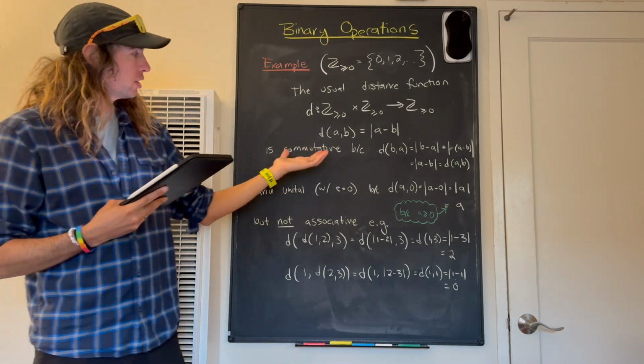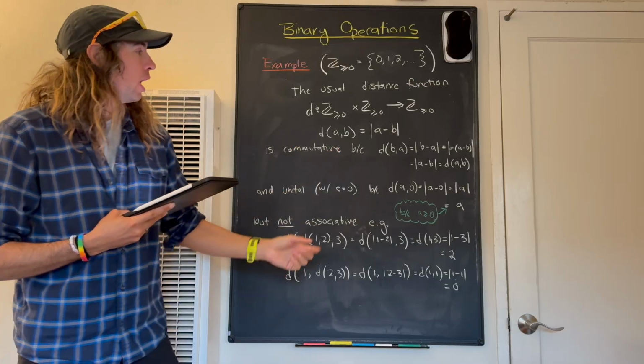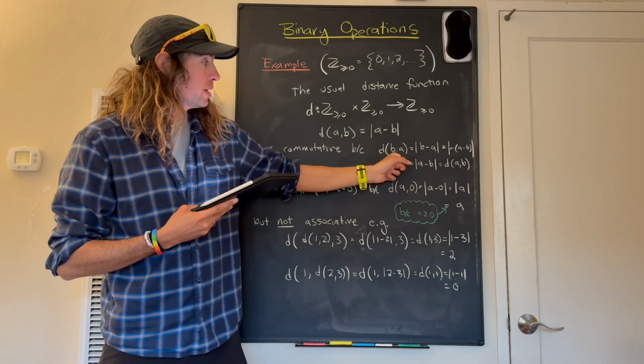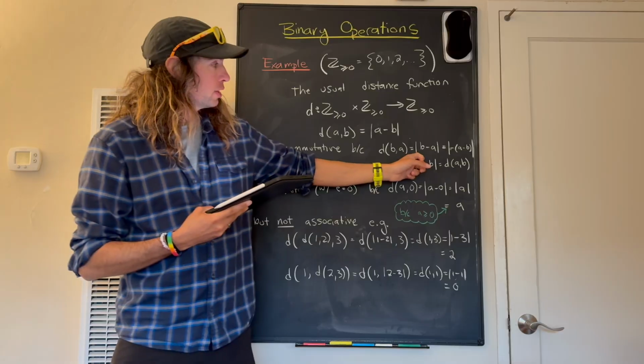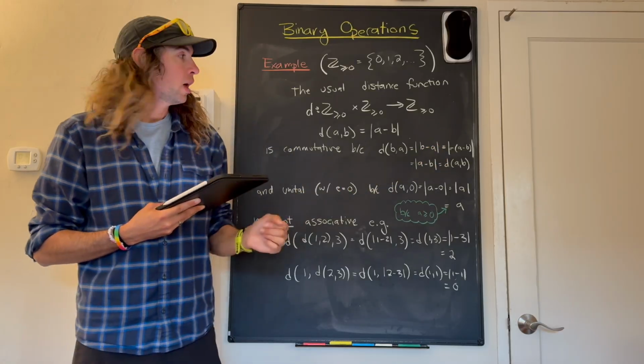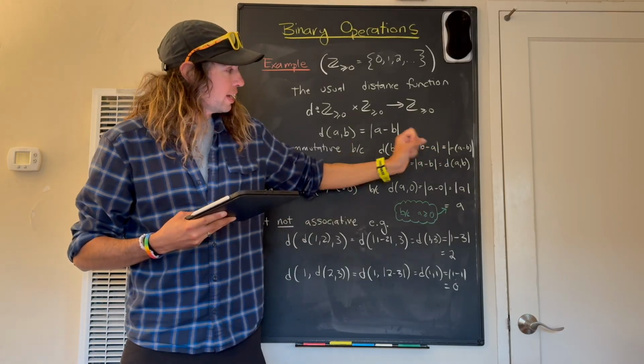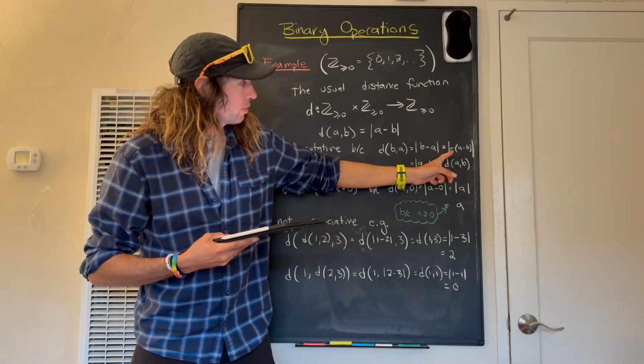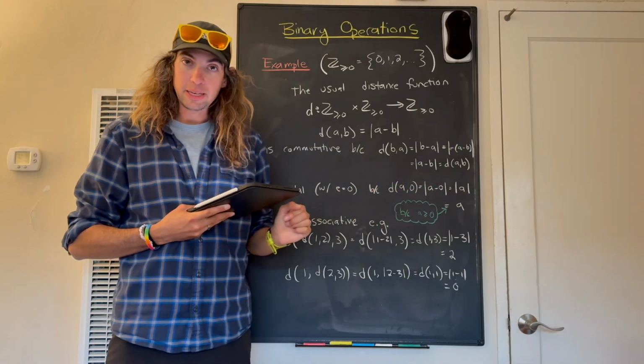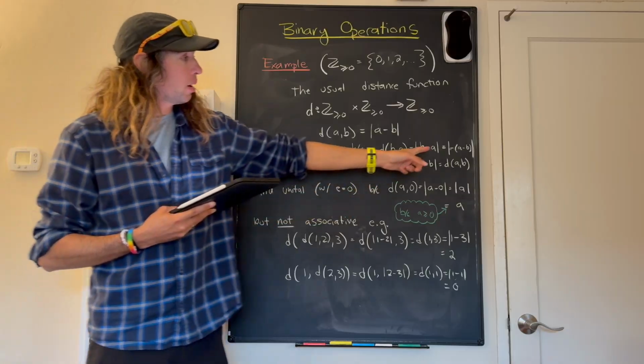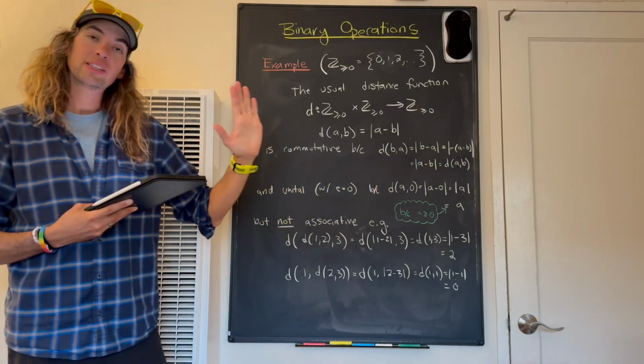Okay, so let's talk about why this is commutative. So if I have d of b comma a, well, that's by definition the absolute value of b minus a. And so I can just pull out a negative sign from the b minus a. So this is the absolute value of negative a minus b. But because of the absolute value bars, I can just erase that negative sign.